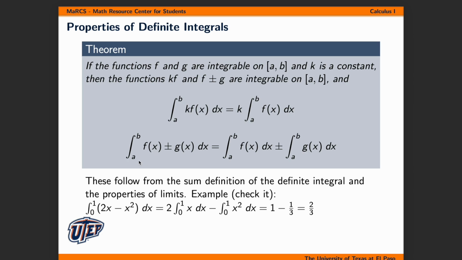Now, if we have the integral from a to b, and we are taking the sum of f of x and g of x, or the difference of f of x and g of x, then that is equivalent to breaking this sum into the sum of 2 integrals, or this difference into the difference of 2 integrals. So if we were adding f of x plus g of x inside the integral, then we would have the integral from a to b of f of x with respect to x plus the integral from a to b of g of x with respect to x. Now the same concept applies to the difference, but now we are subtracting.